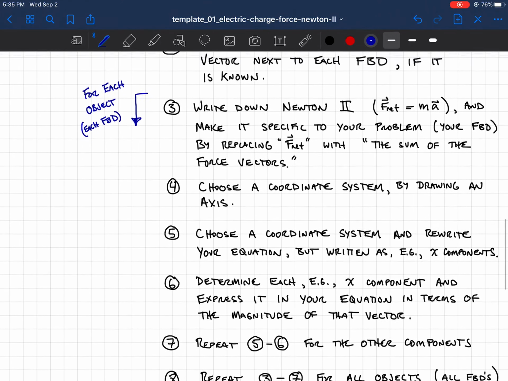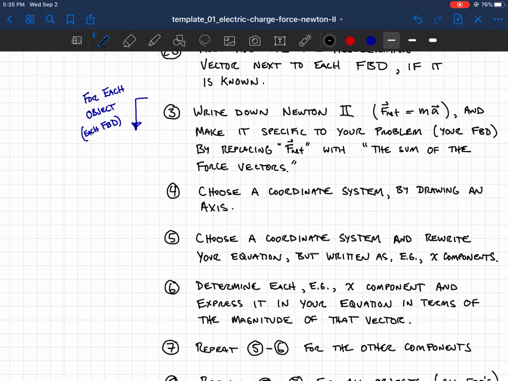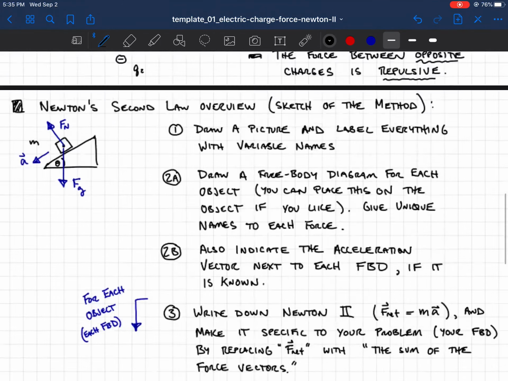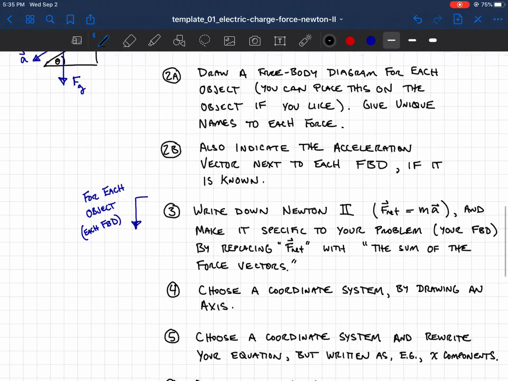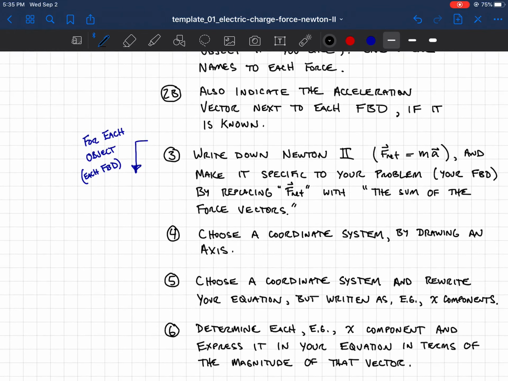The next step is you write down Newton's second law, and you're going to do that for every object. In this case I only have one object here, but if you had multiple objects you would do it for each of them. When I say write down Newton's second law, I mean write down exactly F net is equal to ma, or you could write the sum of the force vectors with a sigma, so the sum of the forces is equal to ma.